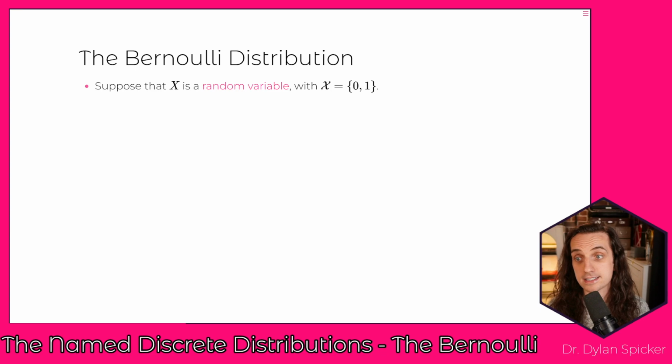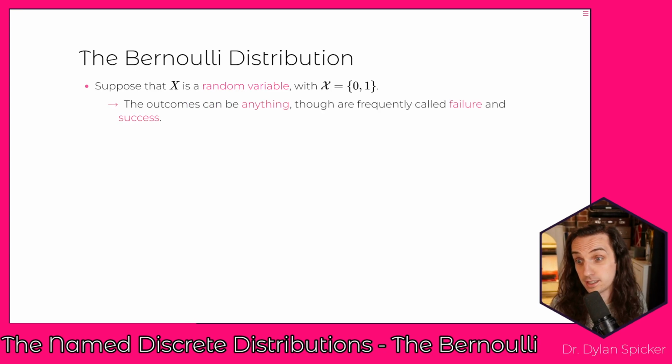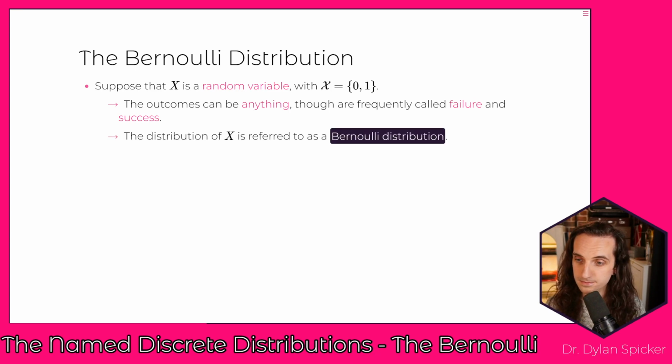Well, suppose that x is a random variable and it takes on either a value of 0 or a value of 1. Importantly, these outcomes can be anything, right? They're frequently going to be referred to as a failure for x equaling 0 and a success for x equaling 1, but any two possible outcomes could be mapped to the value of 0 and the value of 1. This is just a language game at this point. If this is the case, then no matter what the probabilities are, it's referred to as a Bernoulli distribution.